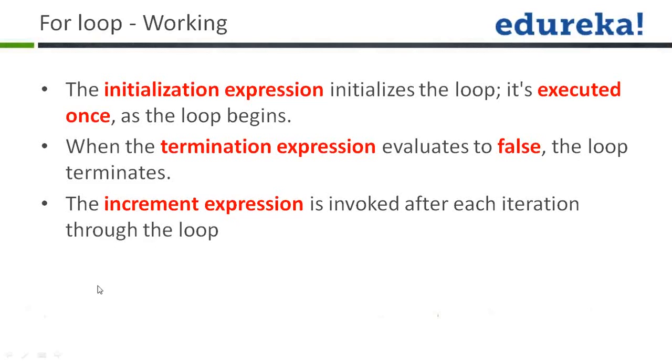What is the working of a for loop? The initialization expression initializes the loop. First of all, it gets executed once as the loop begins. We are talking about int i = 0, so that expression gets executed only one time. When the termination expression evaluates to false, the loop terminates. That is, when the condition is false, it will get out of the loop. The increment expression is invoked after each iteration through the loop.